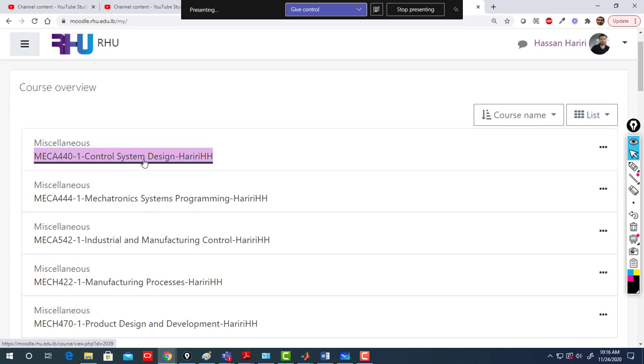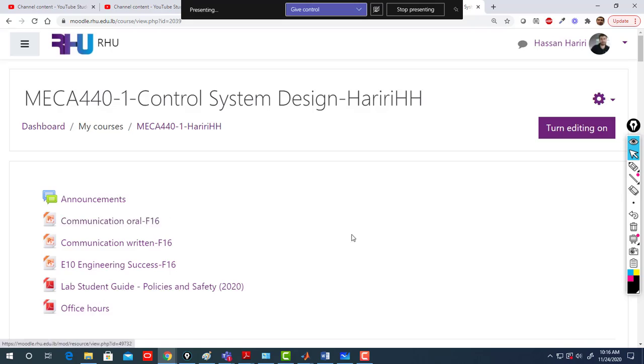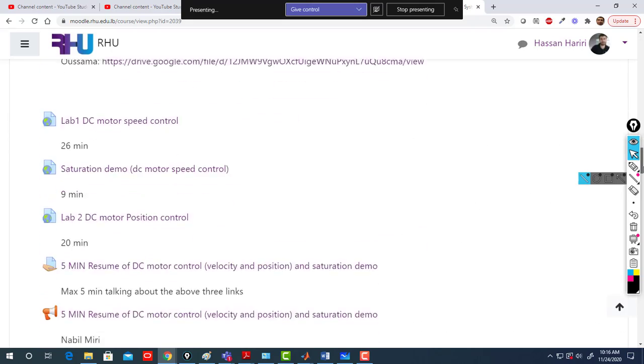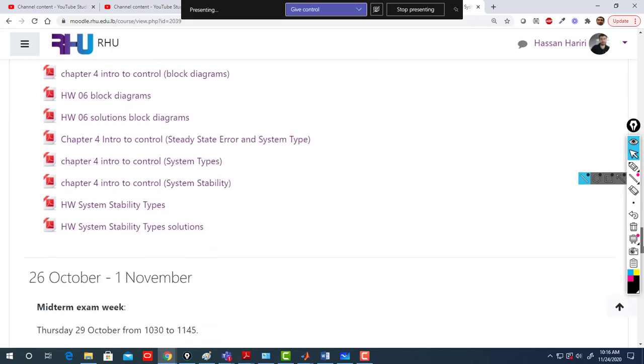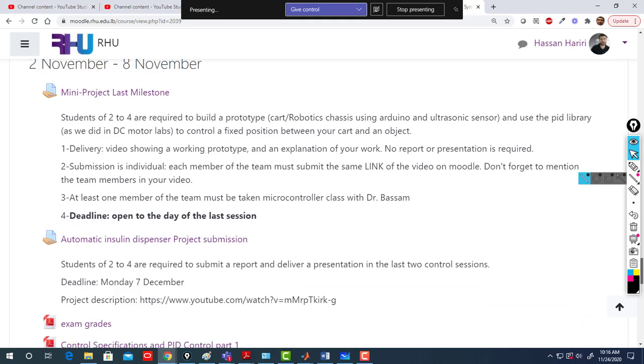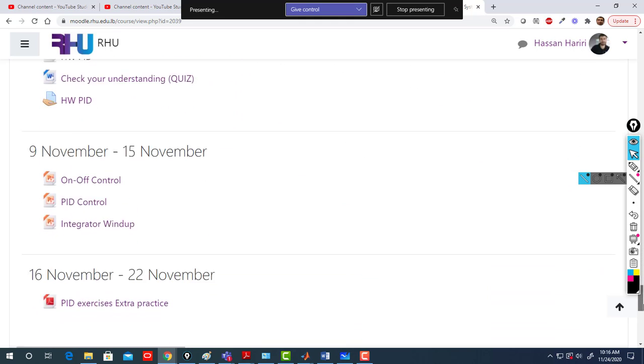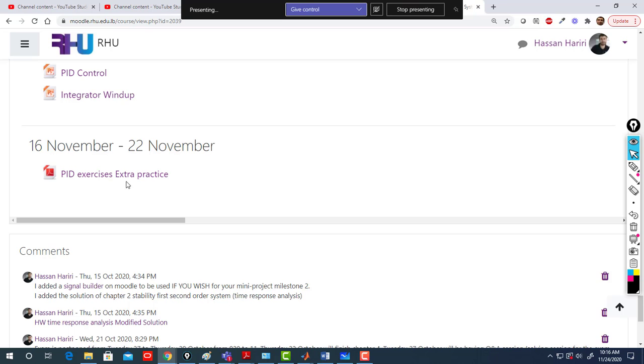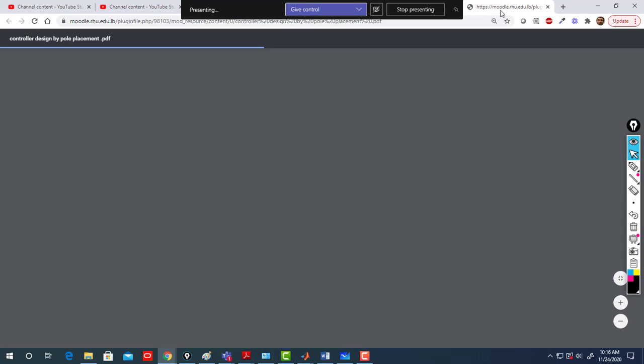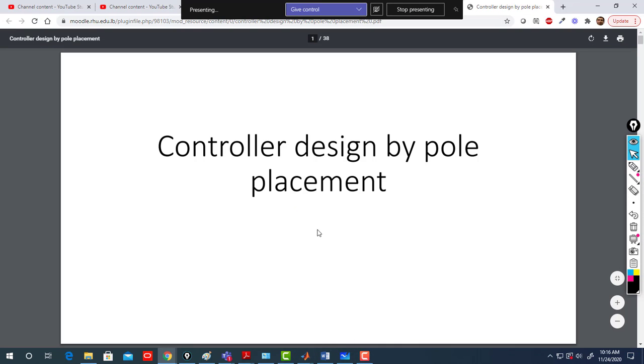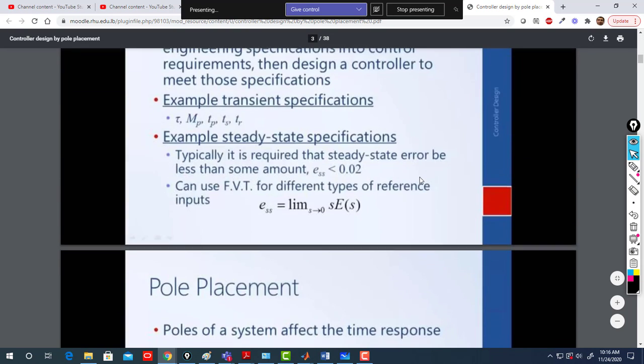If you saw them, those are solved by a student, but I checked them. I don't think they are correct. There is nothing wrong inside. Those are extra practice. In addition to your homework, you can practice them, and they are all based on pole placement.